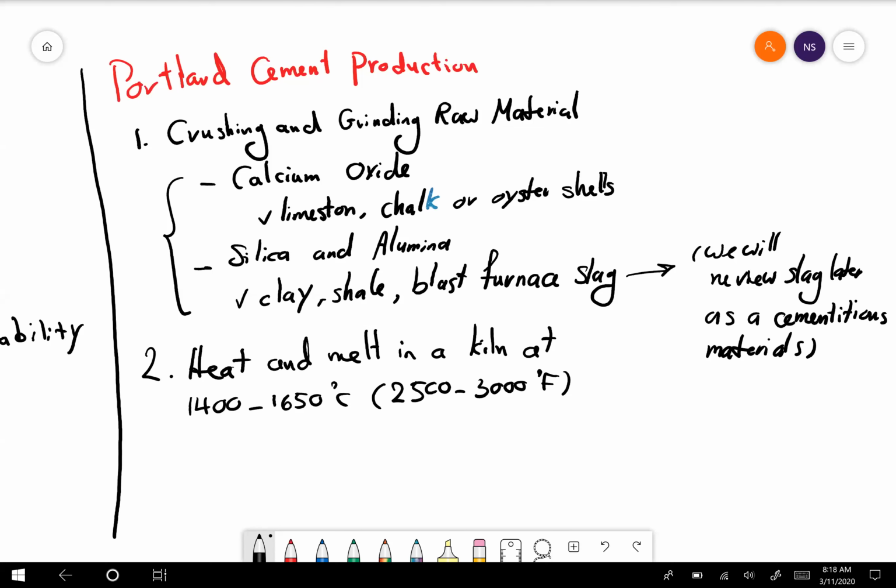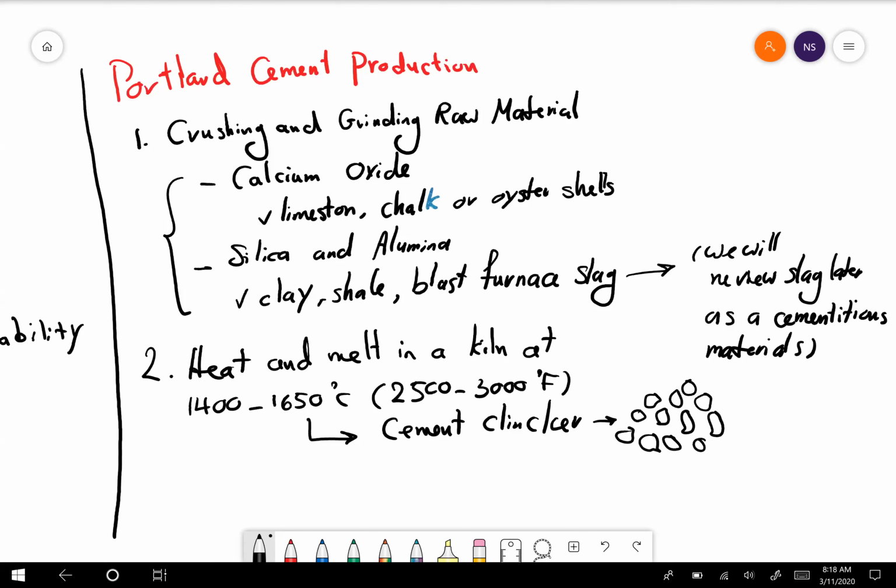And then a product of this process is called cement clinker. So cement clinker is sort of pieces of material that later on we break and sieve to get the Portland cement in the form of a powder, or powder Portland cement.